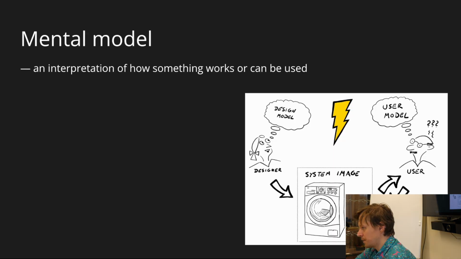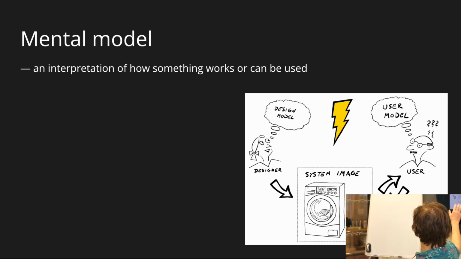What is a mental model? A mental model is an interpretation of how something works and can be used. I have the example here, which is the washing machine, but imagine this is a chart, or your research paper results that you try to communicate.